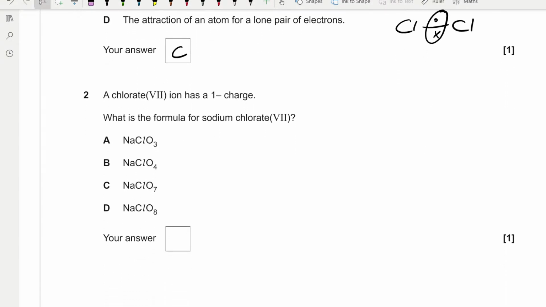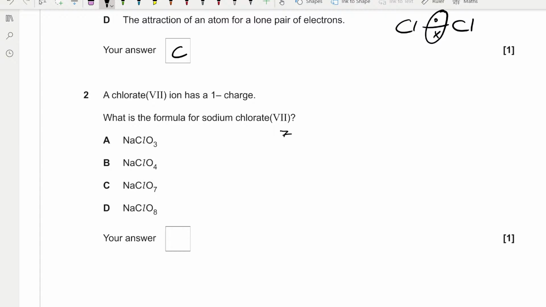Question 2. A chlorate ion has a 1- charge. What is the formula for sodium chlorate VII? So these are Roman numerals. So VII we know is 7. So that means that the oxidation number of the chlorine in the sodium chlorate compound is 7. So we need to look through our answers and identify which of these compounds has a chlorine atom with an oxidation number of 7. So our oxygen atoms are going to always be -2 unless they're bonded to fluorine.